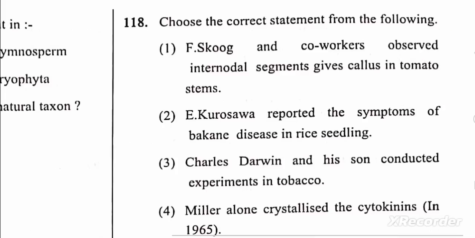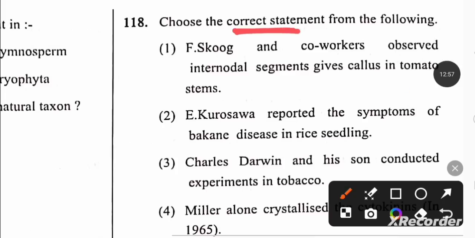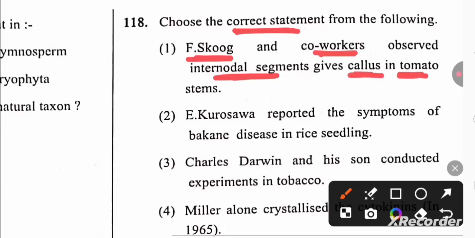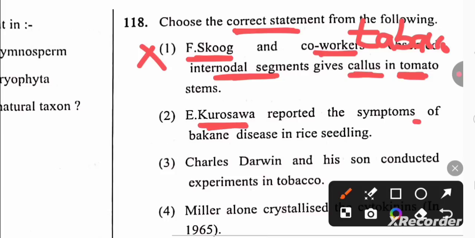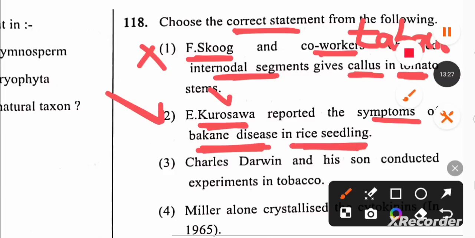In the next question, choose the correct statement from the following. Skoog and co-workers observed that internodal segment gives callus in tomato. Children, it is not in tomato, it is in tobacco. So this statement is wrong. E. Kurosawa reported the symptoms of Bakanae disease in rice seedlings. In rice seedlings, Bakanae disease was reported by E. Kurosawa. So this is the right statement. This is the right answer for this question. Let us move to the next question.